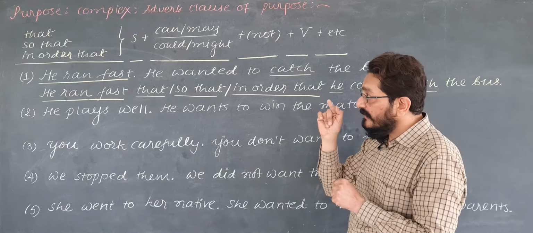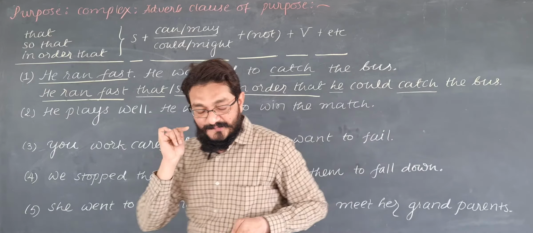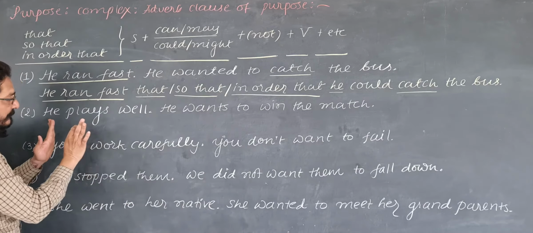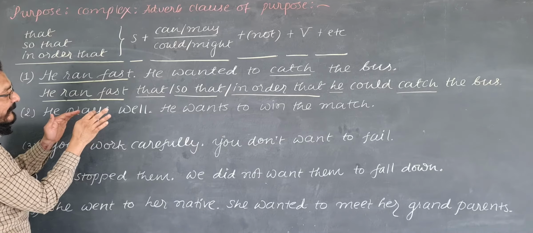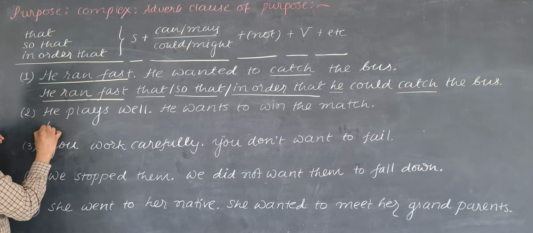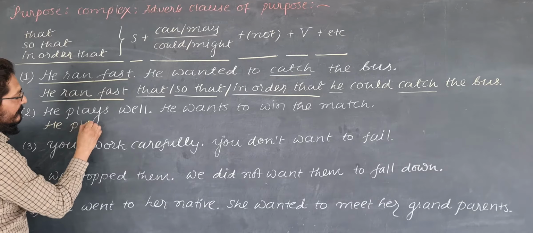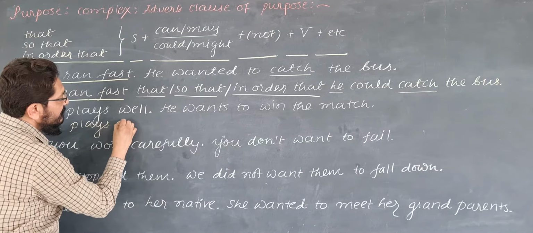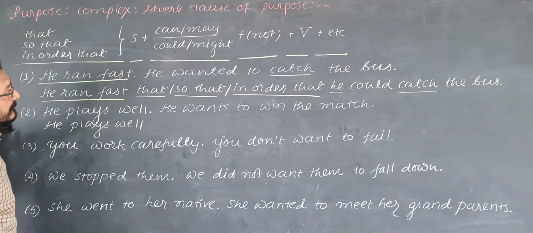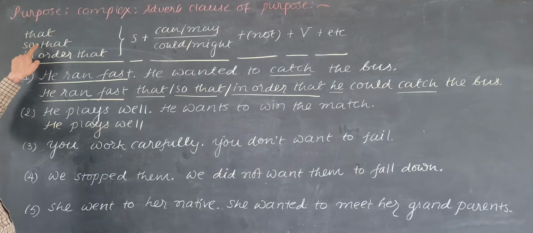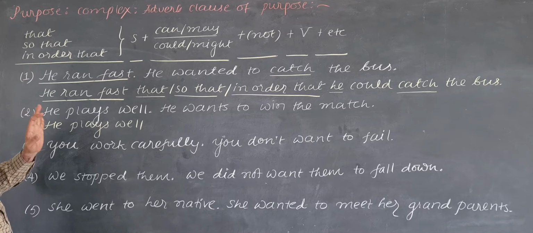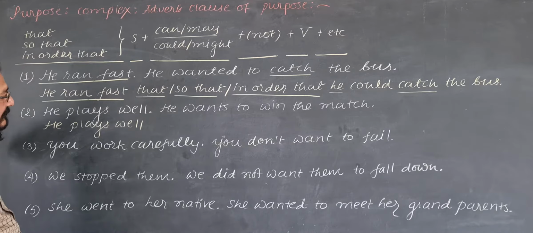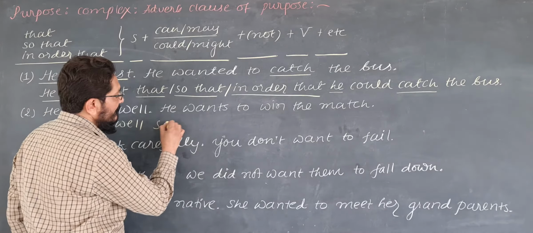But now we want to make the sentences complex. First of all, we will write the actual action as it is. So he plays well. Now any one of these three can be used. You can use that, you can use so that, you can use in order that. Suppose I use so that.